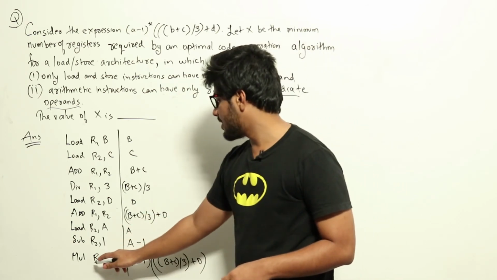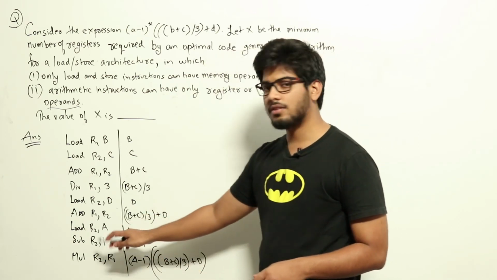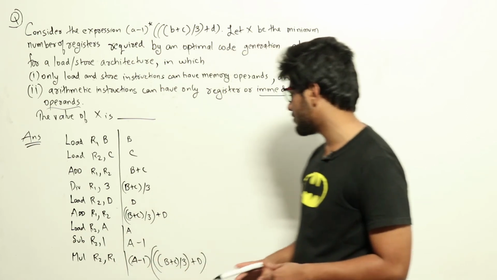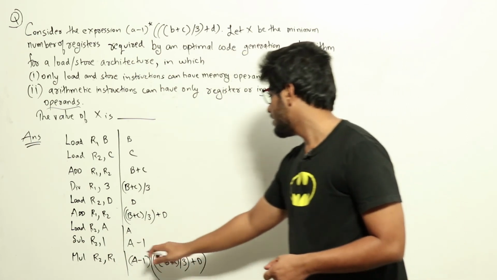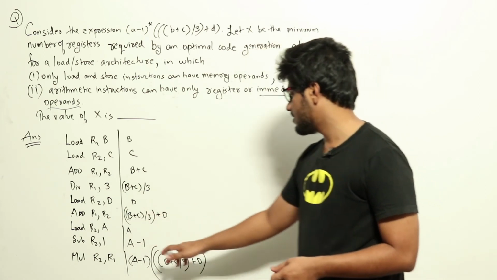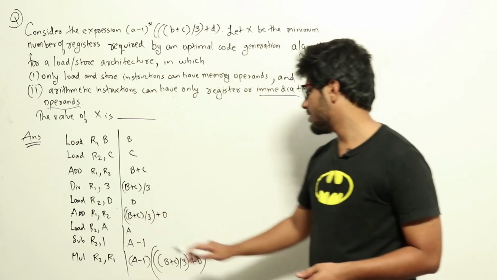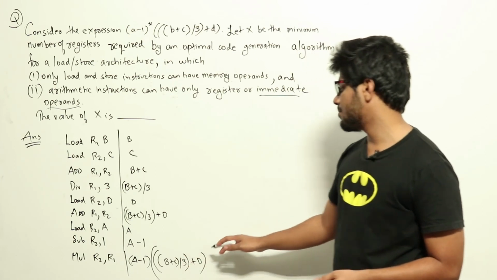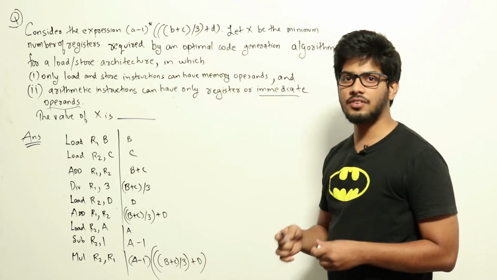After that we are doing multiply R2, R1. So R1 and R2 will be multiplied and the result will be stored in R2. So R2 had A minus 1, R1 had (B plus C) by 3 plus D. So the total stored in R2 would be (A minus 1) into ((B plus C) by 3 plus D). This is the same expression given in the question.